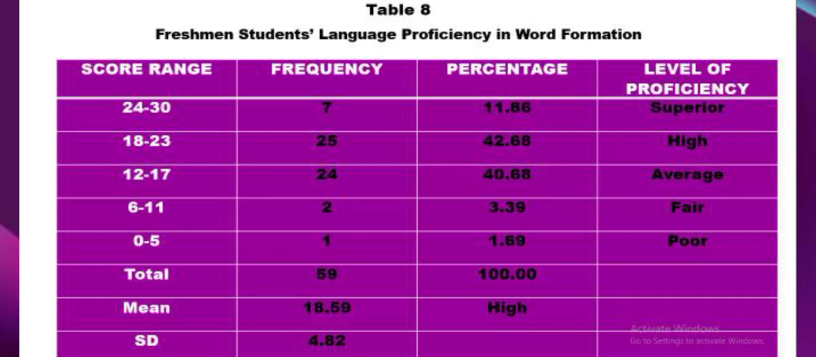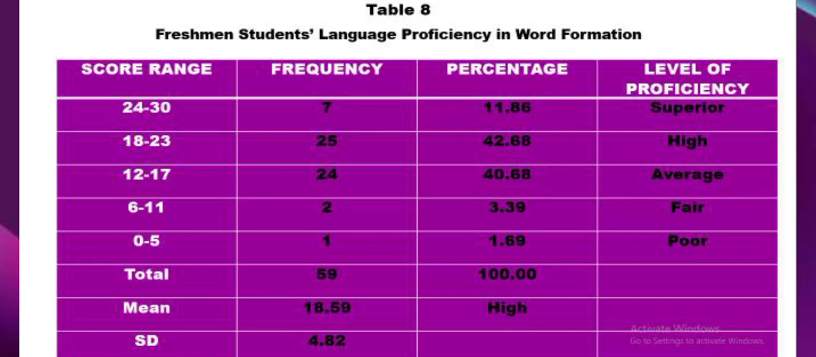So you have there superior, high, average, fair, and poor. These are the descriptions depending on the score of the students. Okay? So of course, you don't have to worry about making the table because your statistician will guide you and help you with this part. Okay? And then you have there the total, and then the mean, and then the standard deviation or the SD.